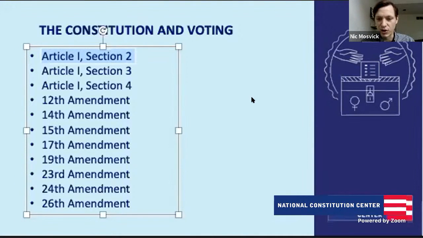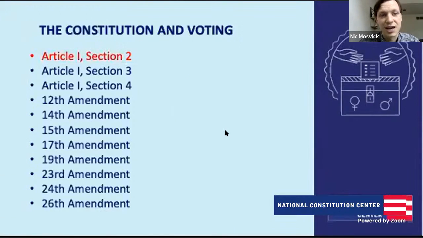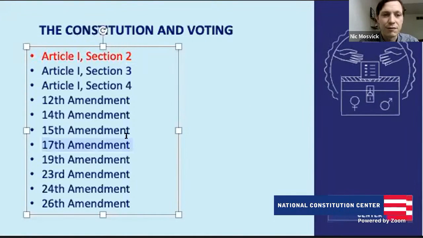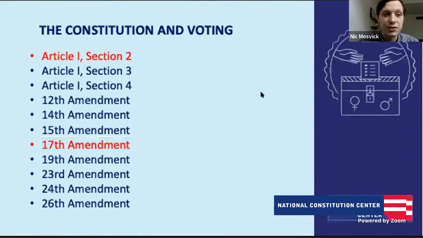And Article 1, Section 2 also leaves the election of senators to state legislators. Now, we'll get to the 17th Amendment, which changes that, but this means for the first 125 years of American history, senators were elected not directly, but through state legislators. And again, that goes to the federalism, right? That voting and federalism are very much tied together, and they are in the original text of the Constitution.